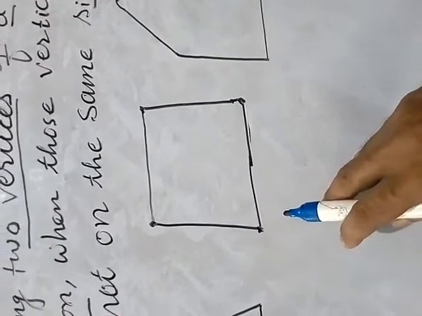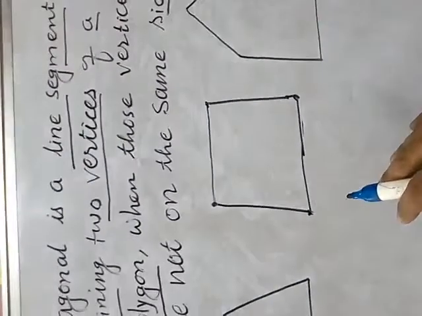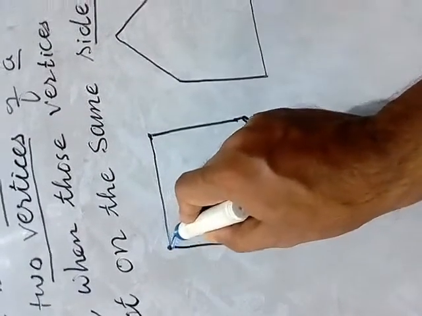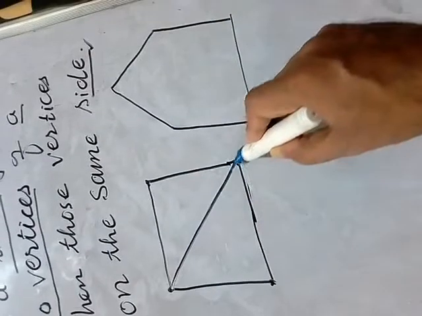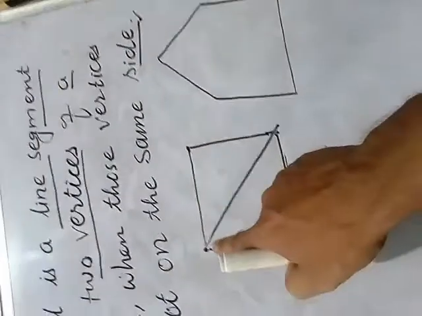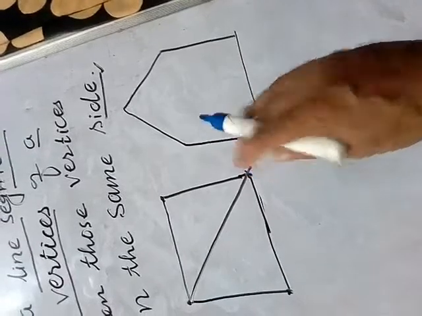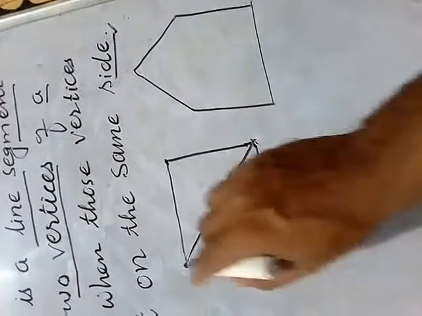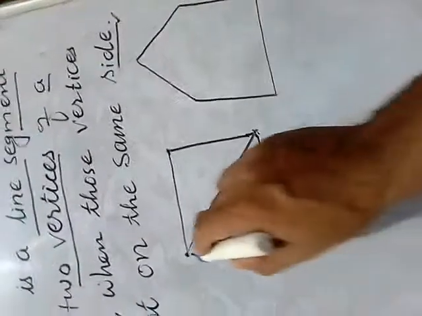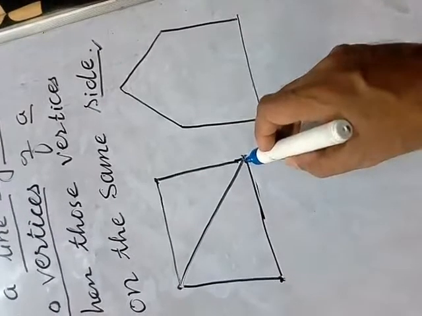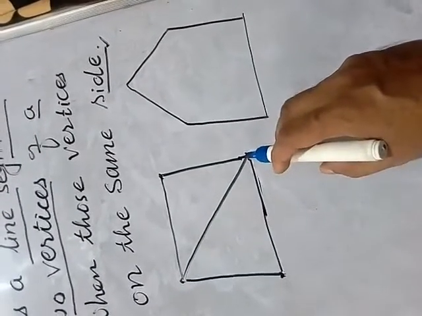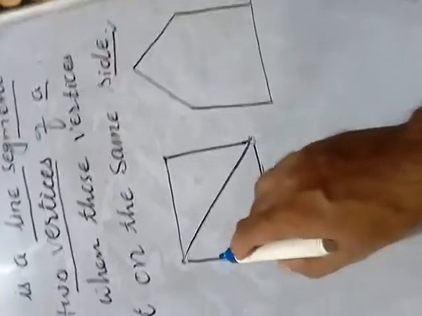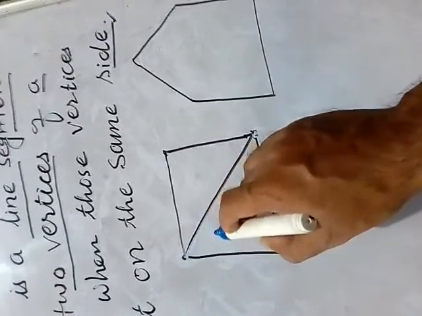So a diagonal is a line segment joining two vertices of a polygon. Suppose I am joining this vertex and this vertex. Both vertices do not lie on the same side. If you join two vertices on the same side, they are on the same line, but when you join this vertex and this vertex, they are not on the same line segment, because this vertex lies on this line segment and this vertex lies on that one. So this is called a diagonal.